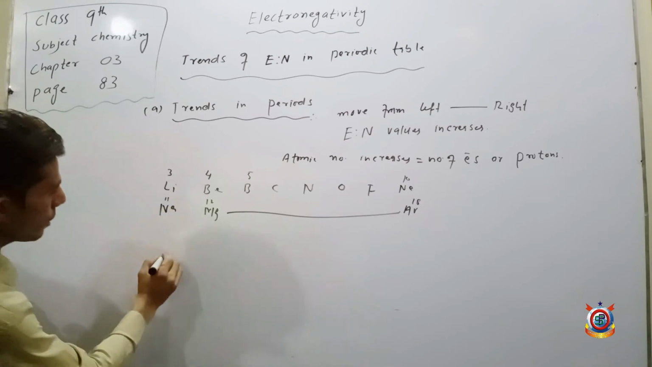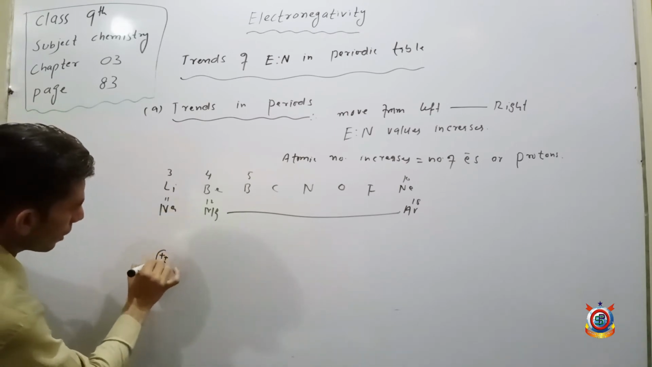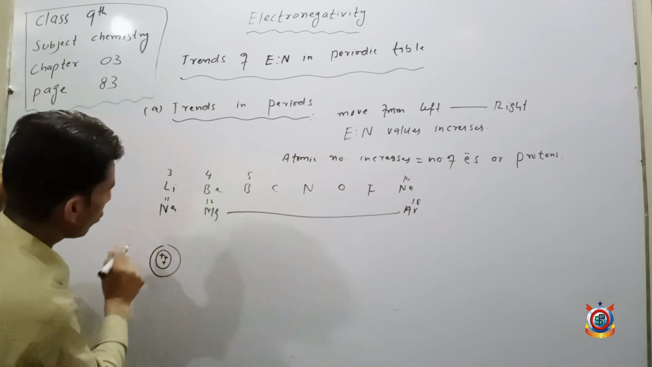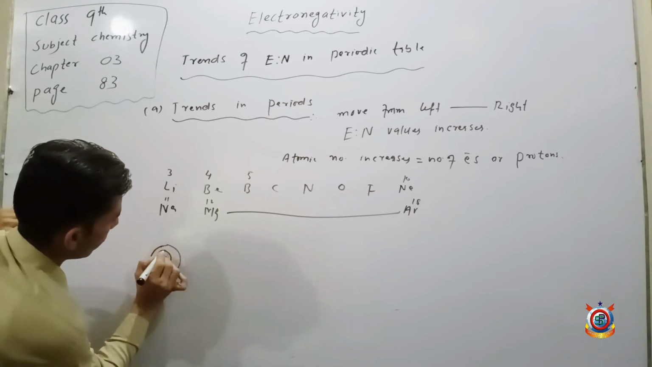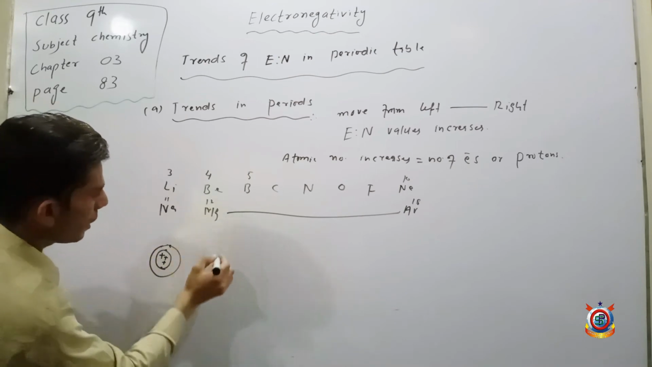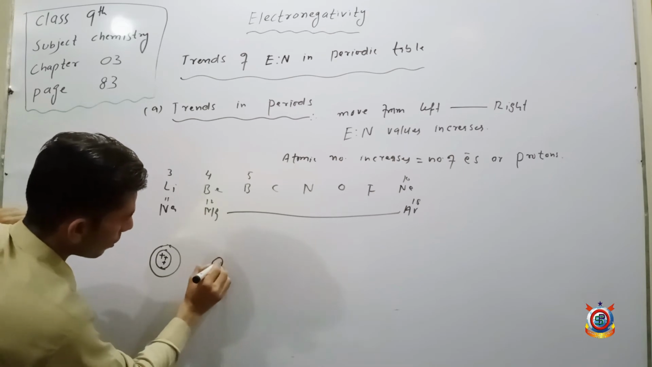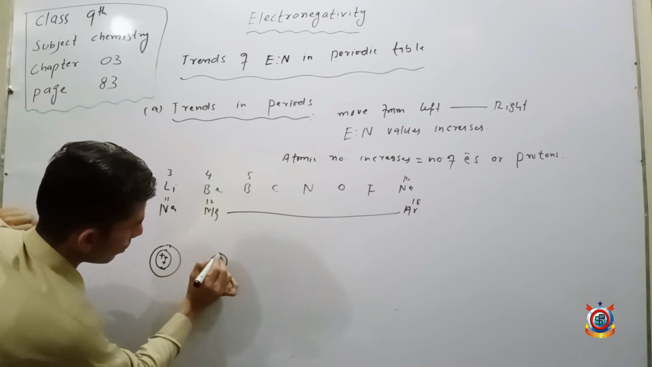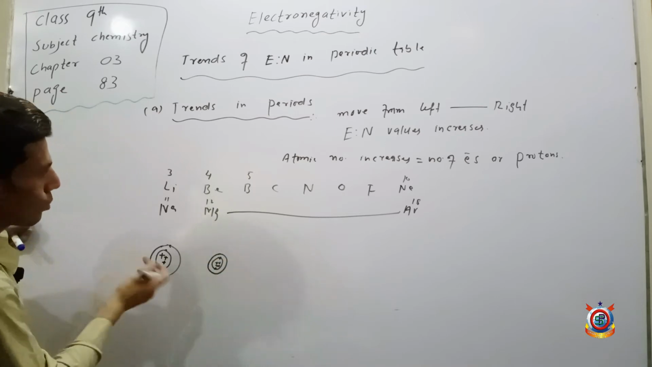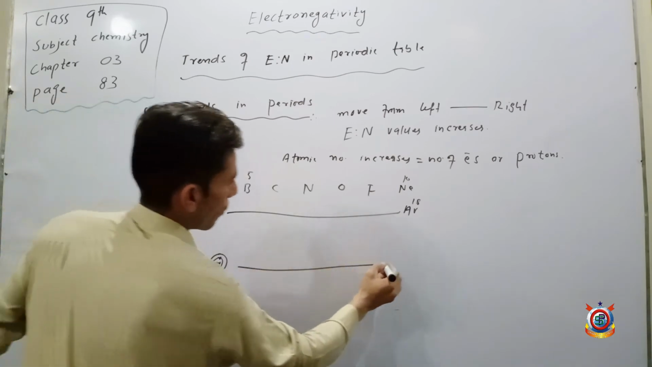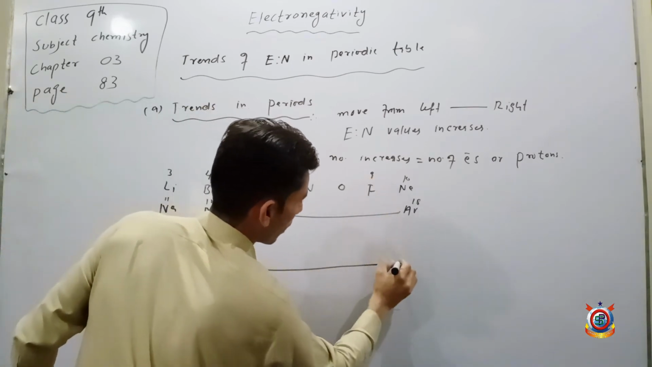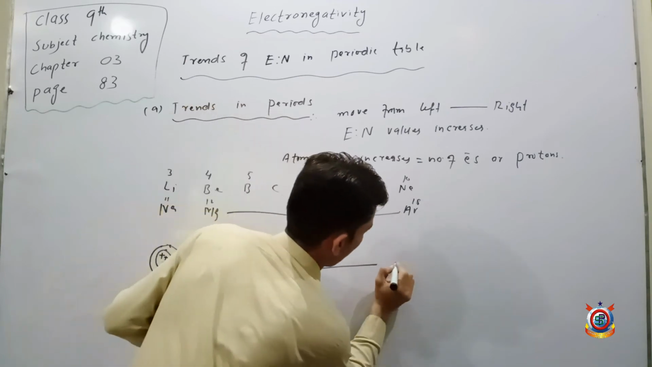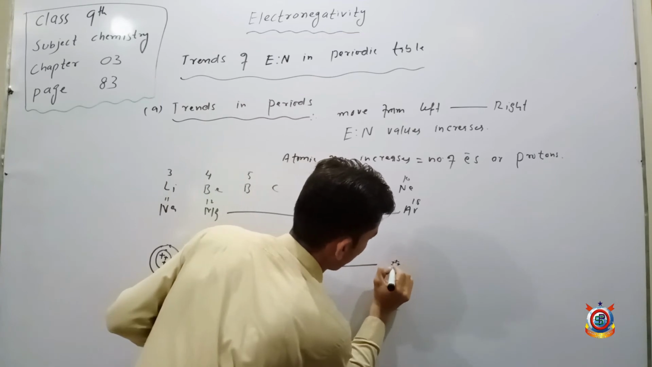So atomic number increases means the positive charge on the nucleus increases. Suppose this is lithium, whose atomic number is 3, meaning there are 3 positive charges. Beryllium's atomic number is 4, so there are 4 positive charges, 4 protons, and up to fluorine, whose atomic number is 9. So there are 9 positive charges in the nucleus of fluorine.